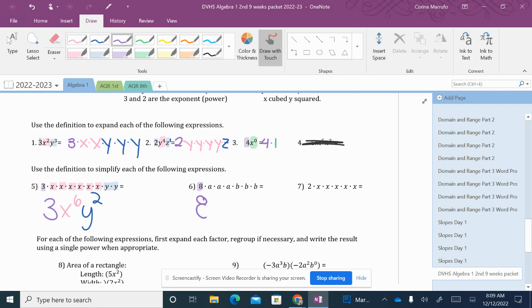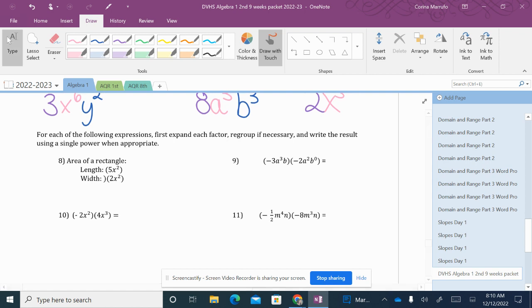Right, the next one, we have 8. We put an 8. And then we have a times a times a. That's 3. We're multiplying a 3 times. So it's a to the 3rd power. Okay, and then we have b times b times b. This is b to the 3rd power because we're multiplying. And then the last one, 2 is our coefficient, so we write the 2 in the front. And then we have x times x times x times x times x. That is x a total of 5 times, so x to the 5th power.